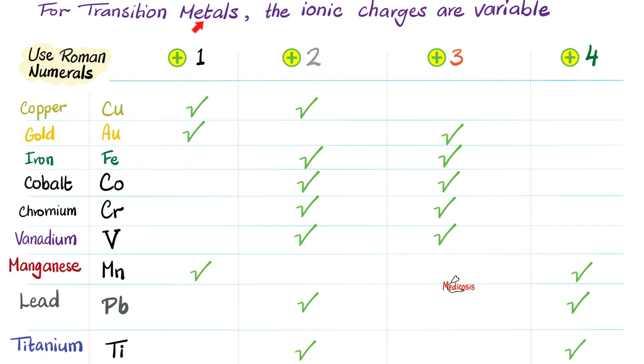Transition metals, they have options. Copper could be copper 1+ or 2+. Gold 1+ or 3+. Iron 2+ or 3+. Ferrous or ferric. How about cobalt 2+ or 3+. Chromium 2+ or 3+. Vanadium 2+ or 3+. Manganese 1+ or 4+. Lead 2+ or 4+. Titanium 2+ or 4+. Pay attention, the abbreviation of tin is Sn, not Ti. Ti is titanium, Sn is tin.